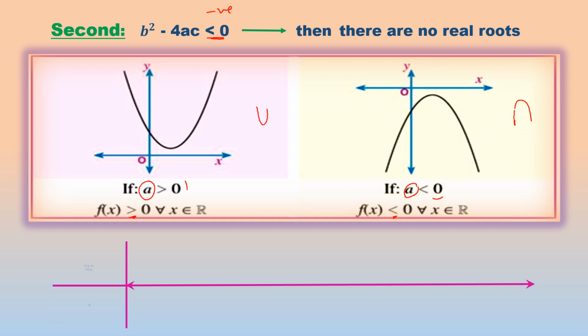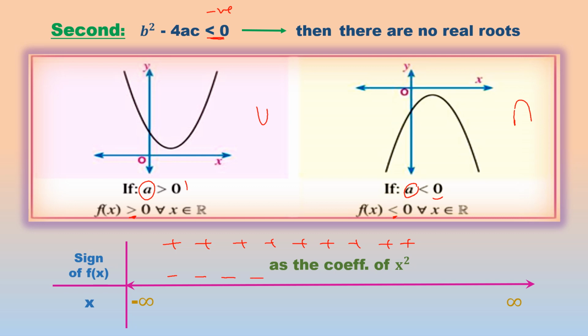And here is the representation of the sign of the function. There is no intersection with the x-axis, so the sign is the same as the coefficient of x². The whole line will have the sign of the coefficient of x². If the coefficient of x² is positive, the sign will be positive. If it is negative, the sign will be negative.